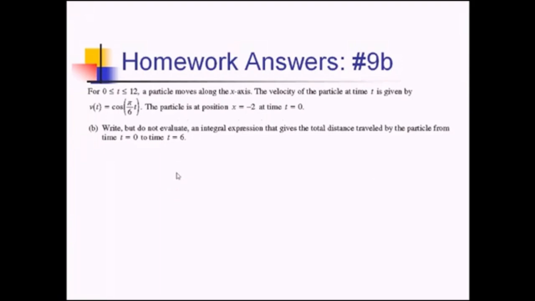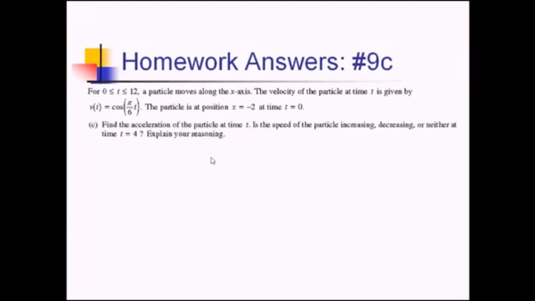For this part of the problem, they want us to write but not evaluate an integral expression for the total distance traveled by our particle from time 0 to time 6. Well, they actually were very nice to us on this one, because for total distance, I just need the absolute value of velocity inside an integral. So essentially taking the integral of speed from 0 to 6. So that's going to be the integral from 0 to 6 of the absolute value of v of t dt, and that's it. Write but do not evaluate, done.